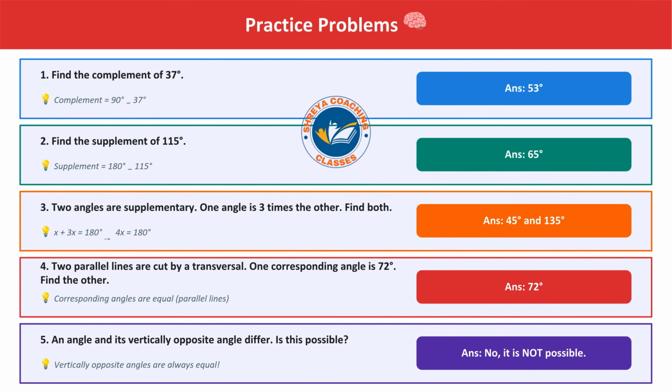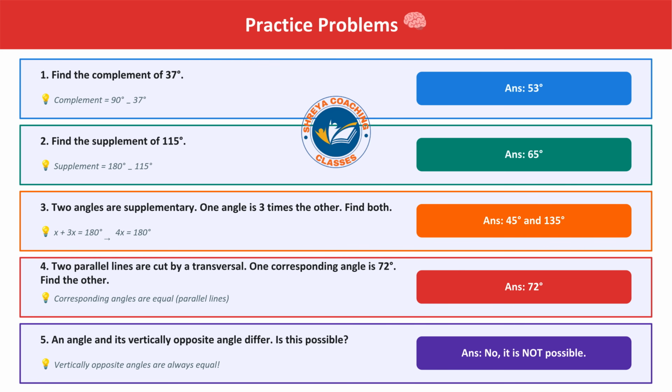Now it's your turn. Let's solve some practice questions together. Question 1. Find the complement of 37 degrees. Pause the video and calculate. Since complementary angles add up to 90 degrees, subtract 37 from 90. The answer is 53 degrees.